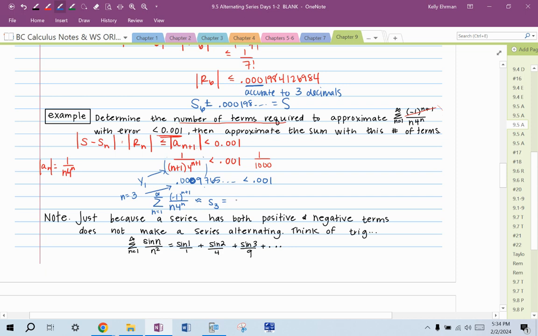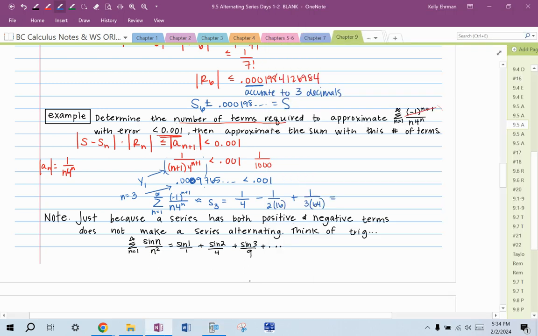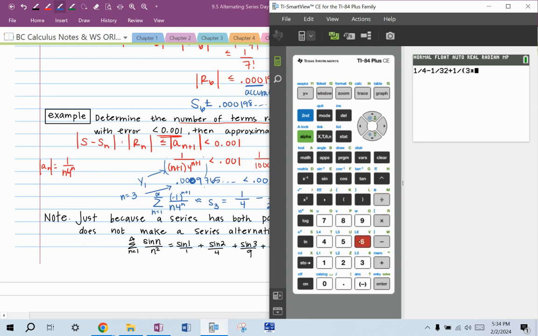So plug in 1, and you're not ignoring the alternating piece. So plug in 1 and you get 1 over 1 times 4. Plug in 2 and you get minus 1 over 2 times 16. And plug in 3, so you get plus 1 over 3 times 64. All right, so here's our approximation. So that was 1/4 minus 1 over 2 times 16 plus 1 over 3 times 64. Use parentheses down there because I don't feel like doing that math.